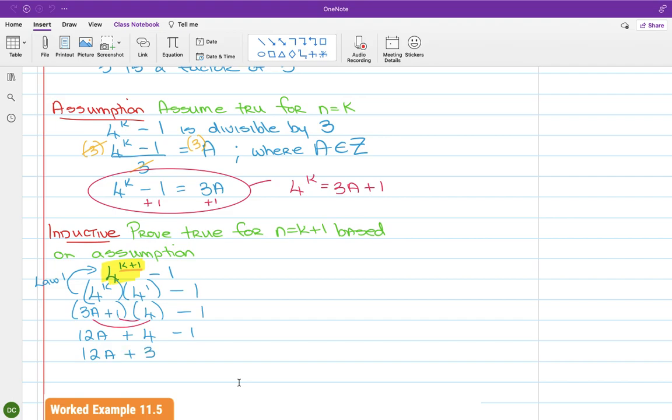Now, is that divisible by 3? Yes, it is. I can take 3 out. So that means if I could take 3 out, 3 must be a factor.